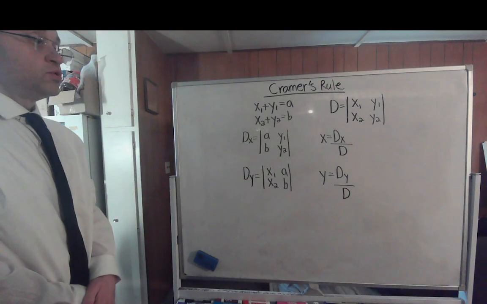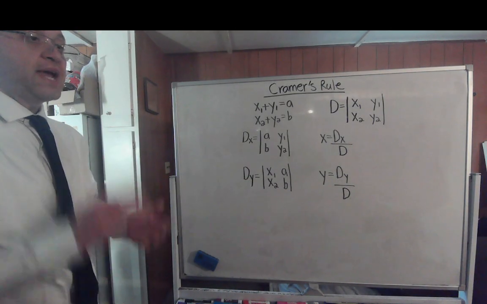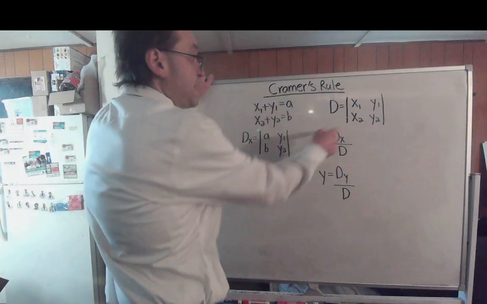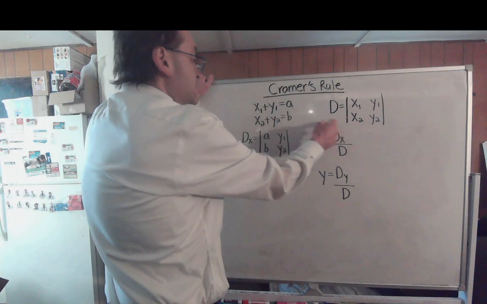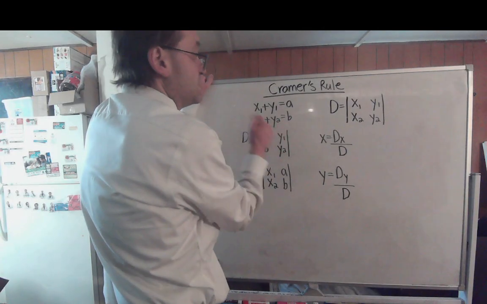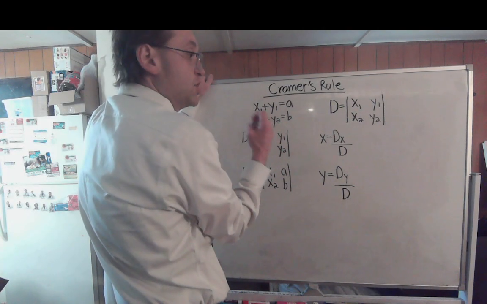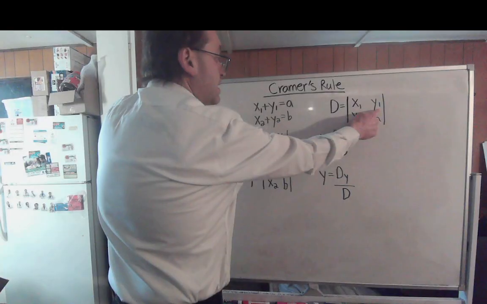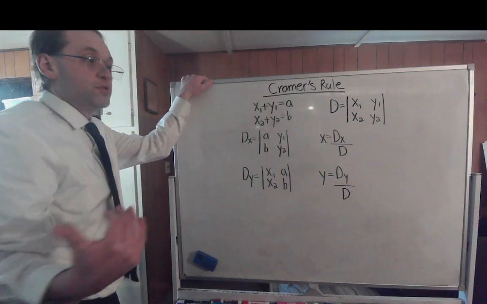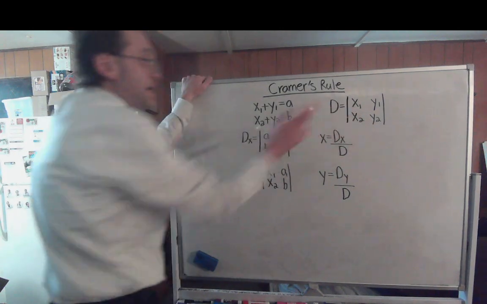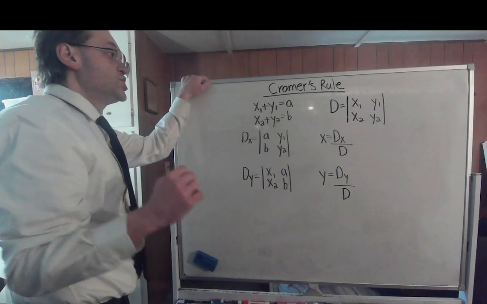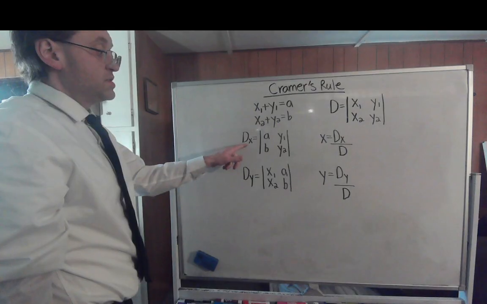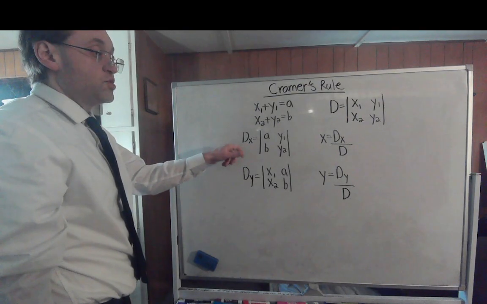Well, Cramer's rule states that what we have to do is first find the value of our coefficient matrix. So to find the determinant of your coefficient matrix, you'll just take the coefficients of your x1 and your y1 and your x2 and your y2 variables. You'll find the determinant of that, okay? Once you've done that, the next thing you need to do, you're going to find what's called d sub x, the determinant which is d sub x.